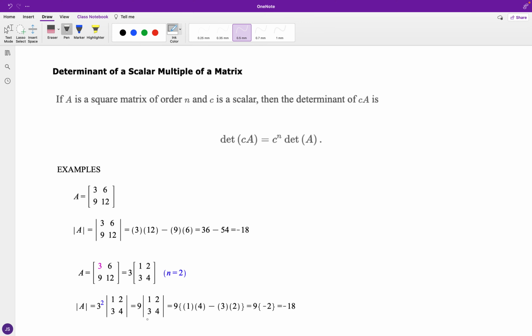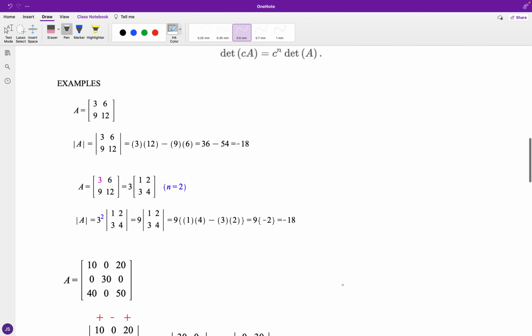And just taking the diagonal products, so you have 9 times all of 1 times 4 minus 3 times 2. And we have 4 minus 6, which is negative 2. 9 times negative 2 comes out to negative 18. Okay, notice we had the identical products in this case.